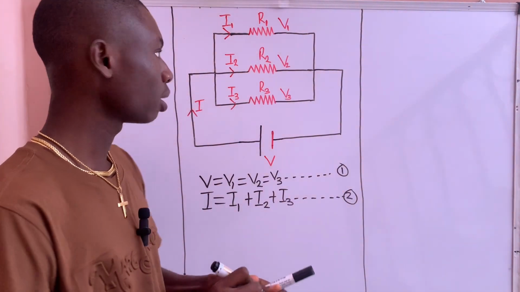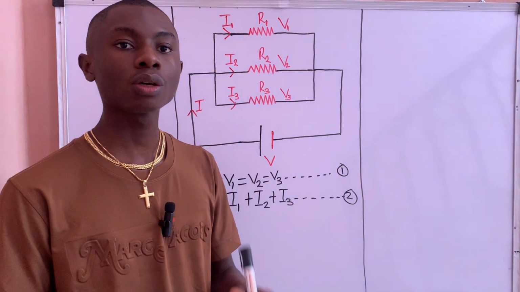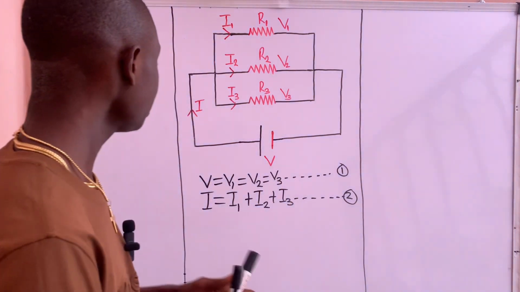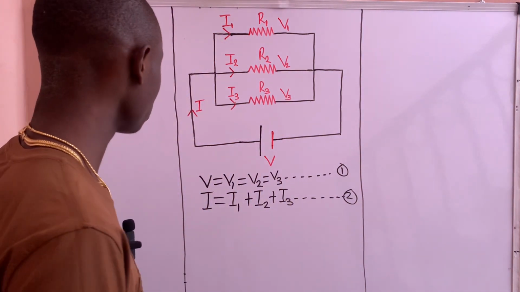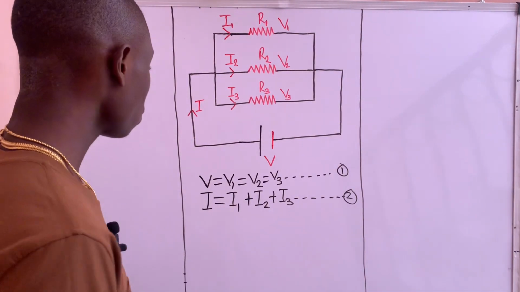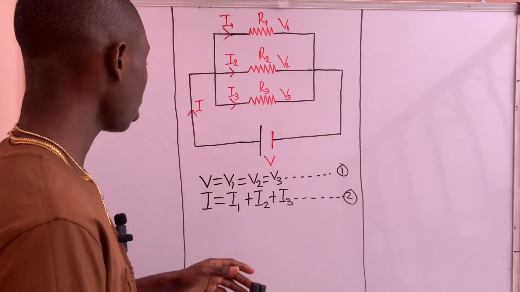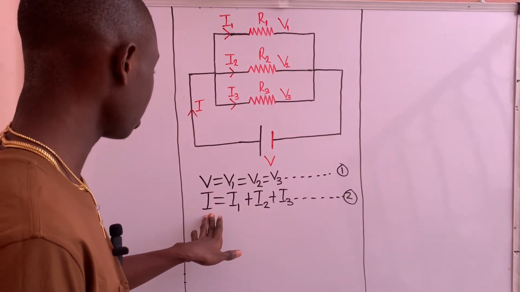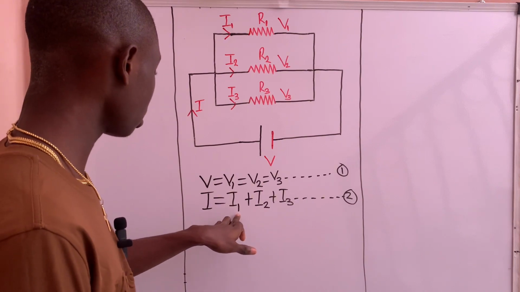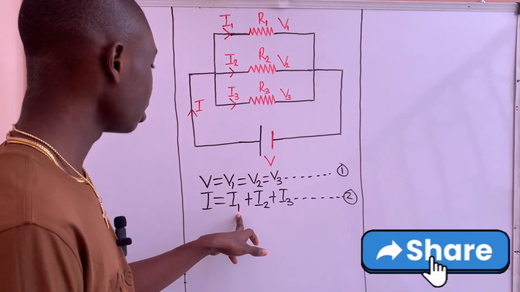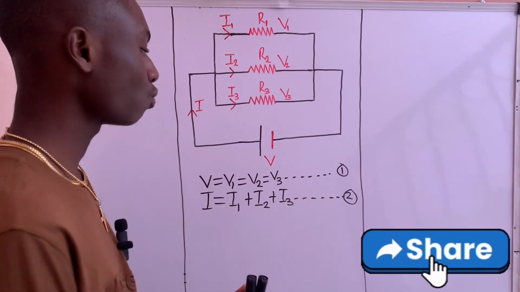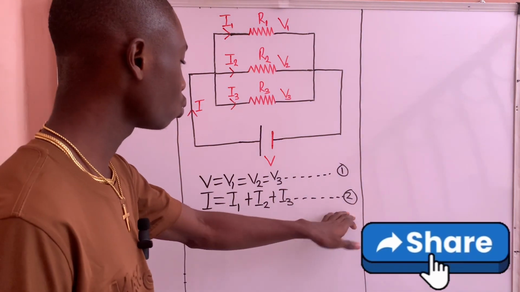What is our aim? Our aim is to derive the equivalent resistance of a parallel circuit. But I said that in a parallel circuit, the current differs. So what we are going to do here is look for the value of the current I, and also the values of I1 and the other currents that differ. Then, after we have gotten those values, we will substitute them into equation 2.